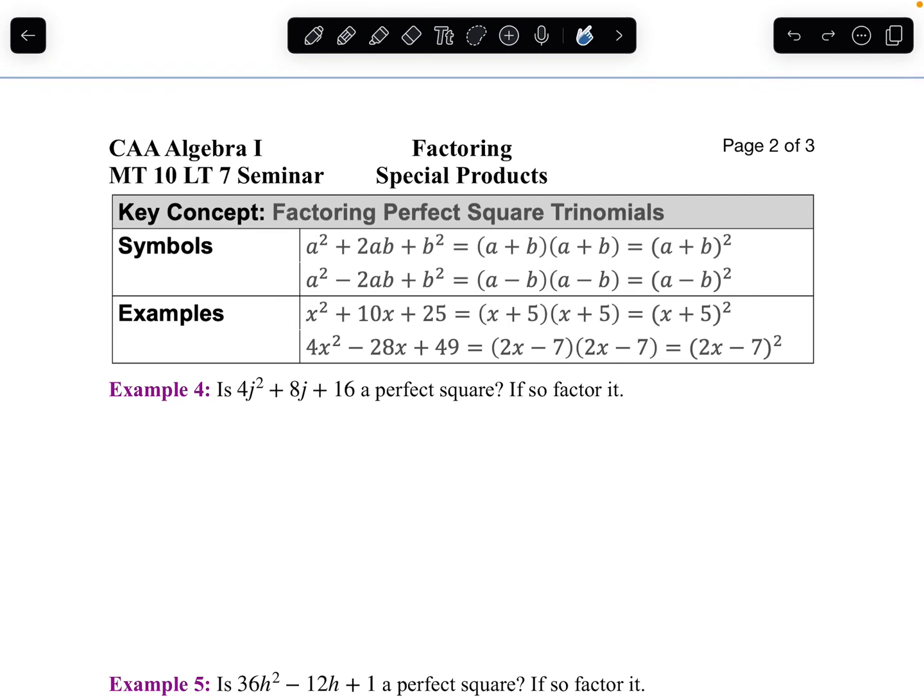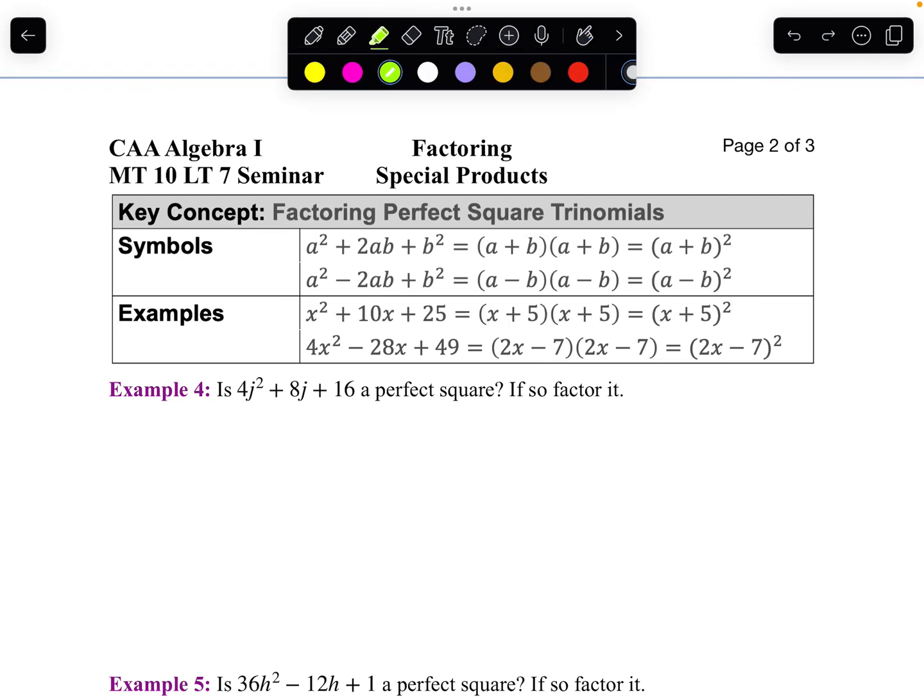Our next pattern are perfect squares. And there isn't much of a pattern here because we're not going to do it too much differently. If you have a trinomial and your first term is a perfect square, your last term is a perfect square, and if I take the square root of those and multiply them together and multiply it by 2, I get my middle term. I can factor that into a perfect square.